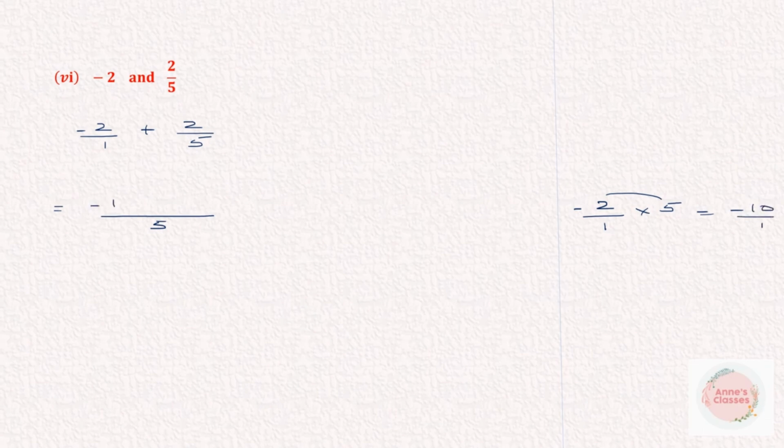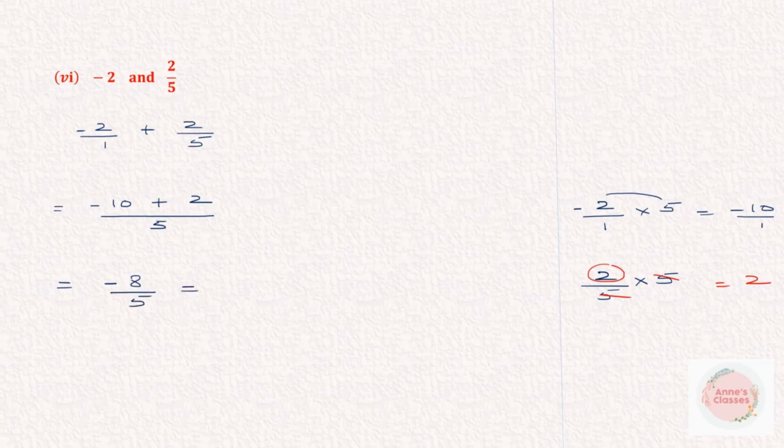We can write here minus 10 plus 2 by 5. Take the second fraction and multiply it by the LCM, which is 5. Here 5 and 5 get cancelled and what is left is only 2. So we can write 2 here. So here we have minus 10 plus 2. Put the sign of the bigger number and subtract. 10 minus 2 is 8, minus 8 by 5.